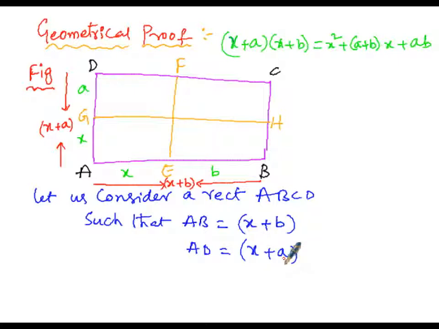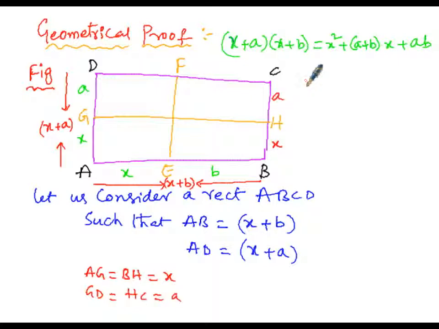So similarly in this rectangle, since AD is parallel to BC as per the property of a rectangle, opposite sides will be equal. Since AG is x, BH also will be x. So here we can write AG equals BH equals x units. And similarly GD is a, opposite is HC, so GD equals HC equals a. In this manner we will be getting this as a.